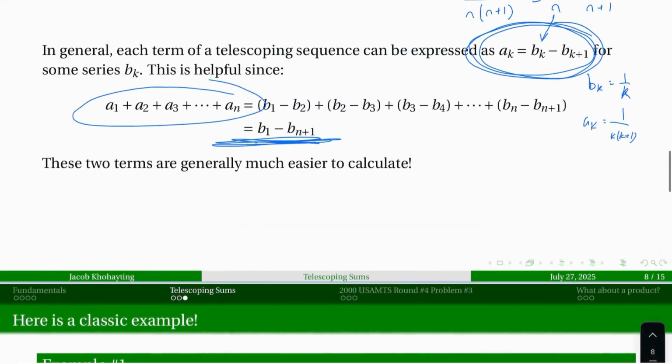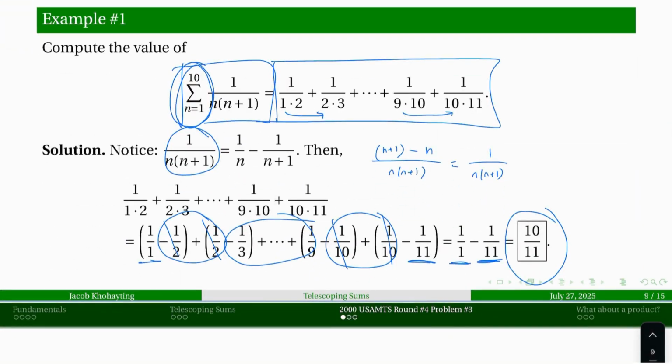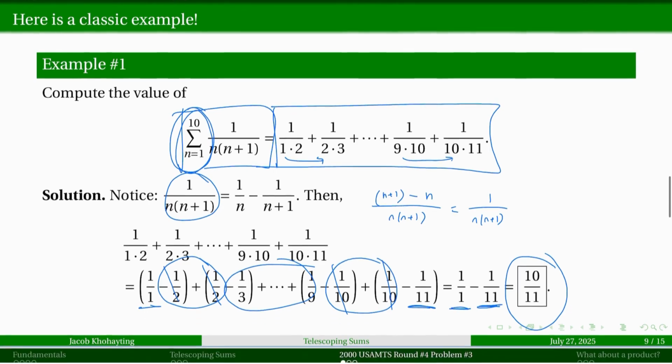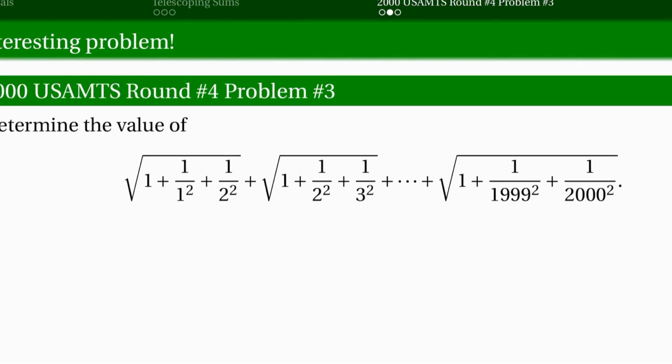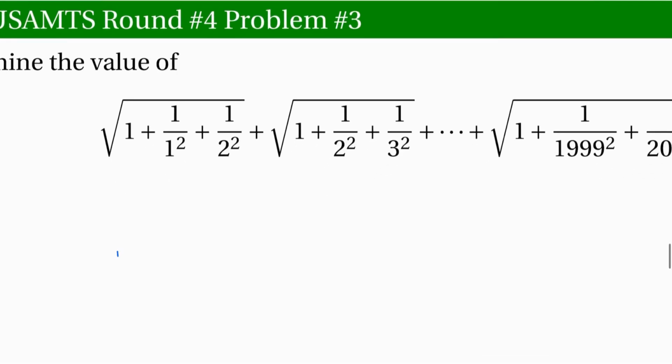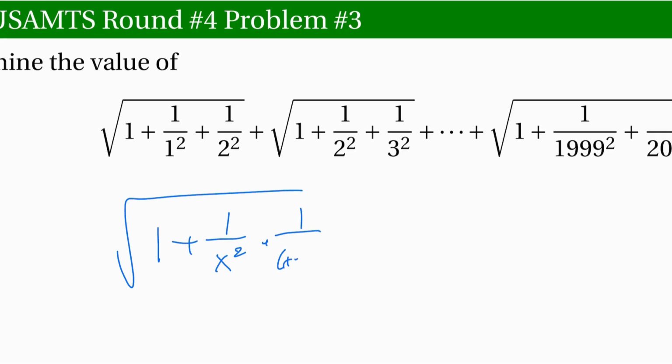Okay. So hopefully you understand and grasp the concept of telescoping sums, and let's look at a harder question. This is from the US AMTS, and it's a pretty challenging problem. There's nothing that comes to mind when you see this, right? So one trick I like to use is to just set it as 1 plus 1 over x squared plus 1 over x plus 1 squared.